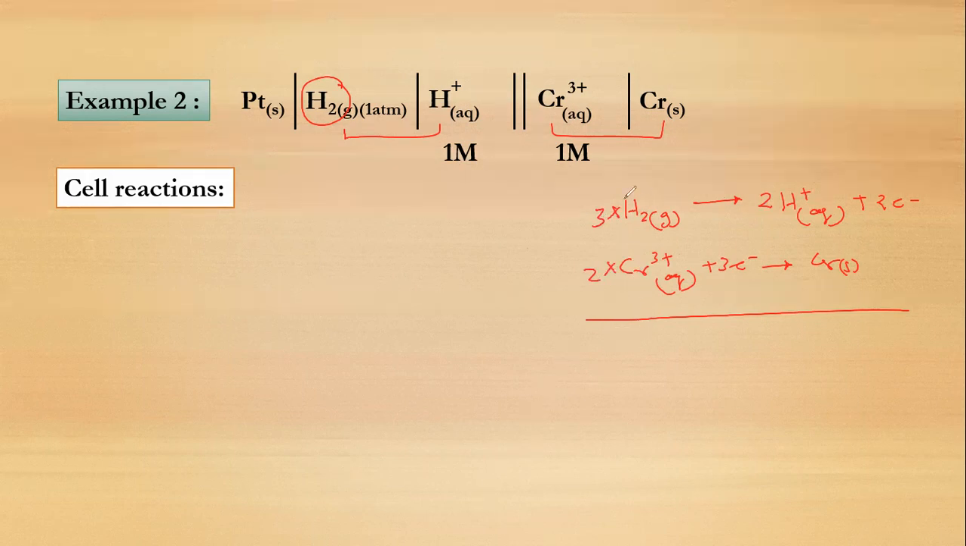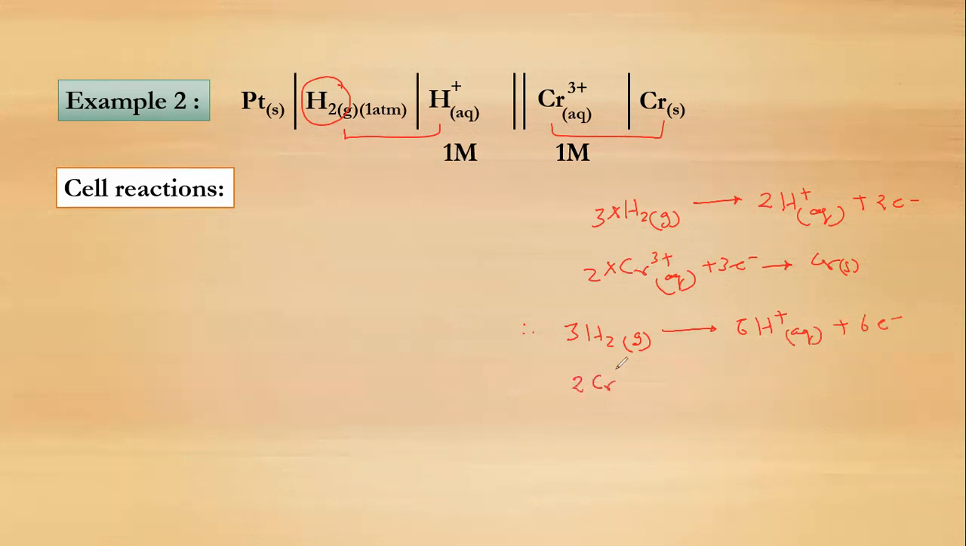Here we write, when I multiply it, what do we write? We write 3H2 gas. This is also an important part, to write the physical state. 6H+ ions plus 6 electrons. Here we multiply by 2, so we get 2Cr3+ aqueous plus 6 electrons gives 2Cr solid.